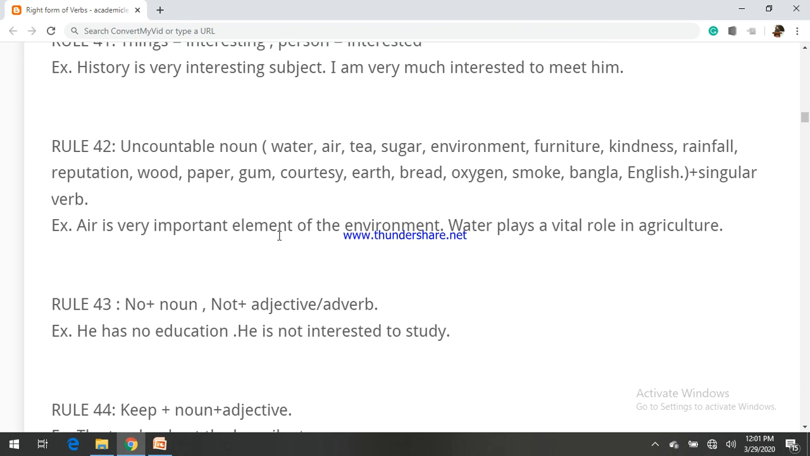Air is a very important element of the environment. Air is an uncountable noun, that's why is. Water is an uncountable noun, that's why a singular verb. Not play, plays. Water plays, third person singular.